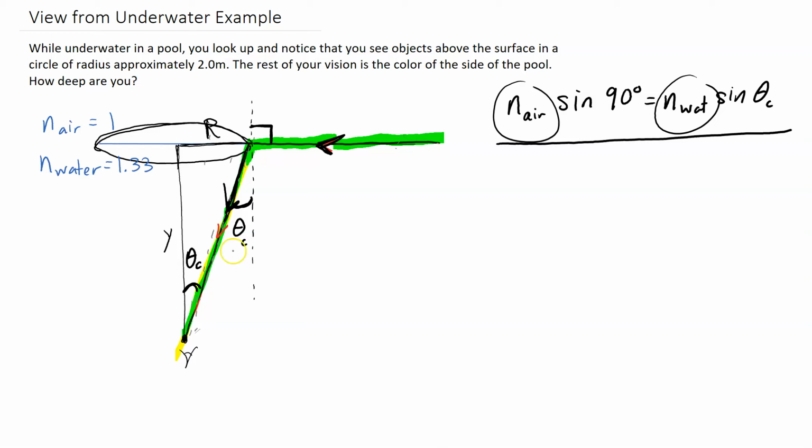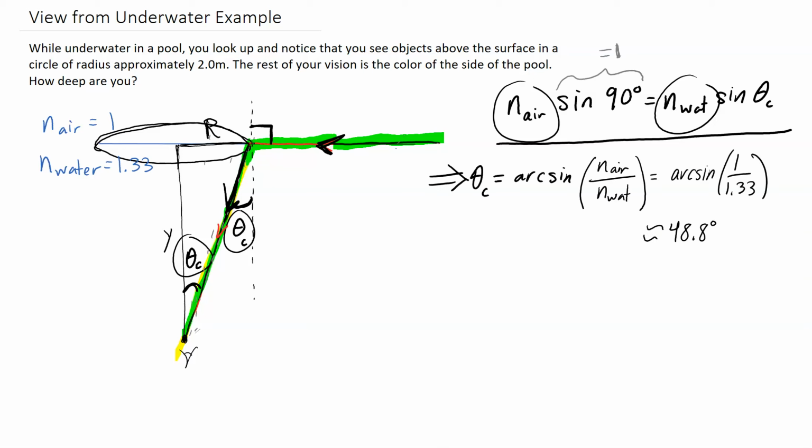Notice that in geometry, these are alternate interior angles. I've got one here and the same angle right here. So I can use Snell's law, for the case of total internal reflection, to find the critical angle. The sine of 90 degrees is 1, and so when I solve this equation for the critical angle, I get about 49 degrees.